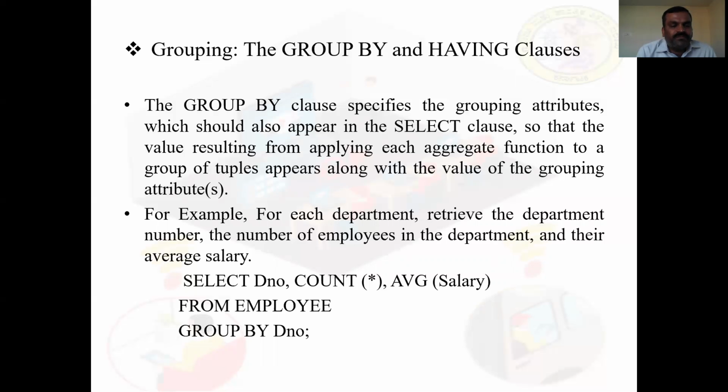In these cases, we need to partition the relation into non-overlapping subsets or groups of tuples. Each group or partition will consist of the tuples that have the same value of some attributes called the grouping attributes.